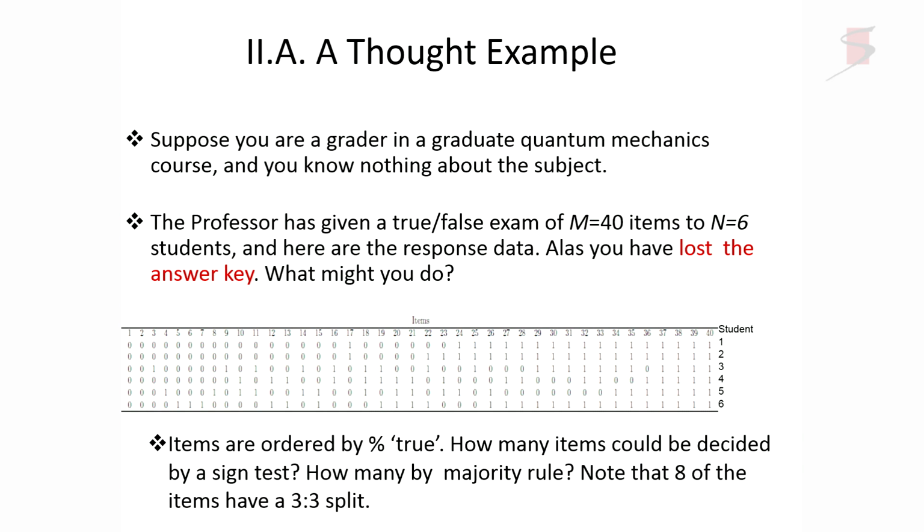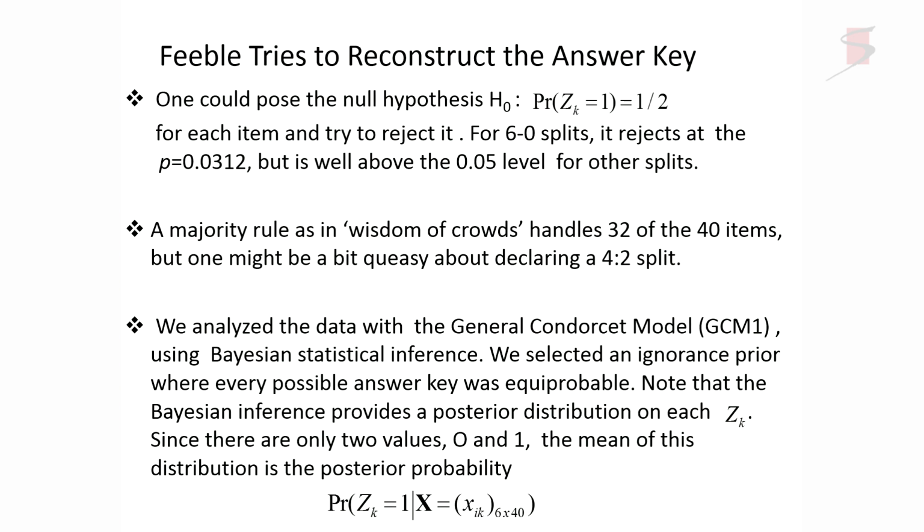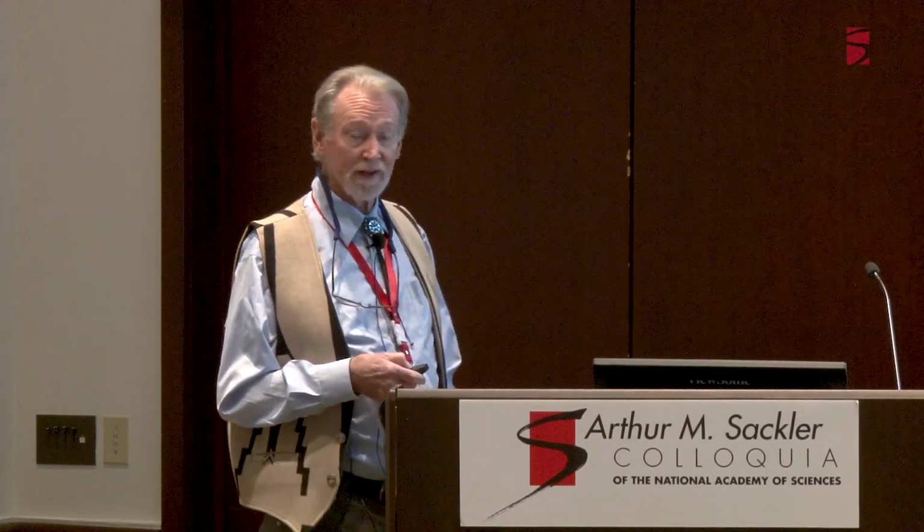So the question is, how could you reconstruct the answer key and try to save your job? Well, you can pose a null hypothesis that P is a half and try to reject it. It turns out 6-0 splits you could reject at the 0.05 level. But 5-1, 4-2 splits you couldn't touch with the old classical P of 0.5 type of thing, and you sure aren't going to get any 3-3 splits decided that way.